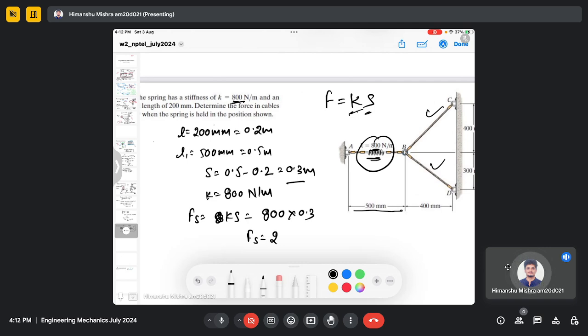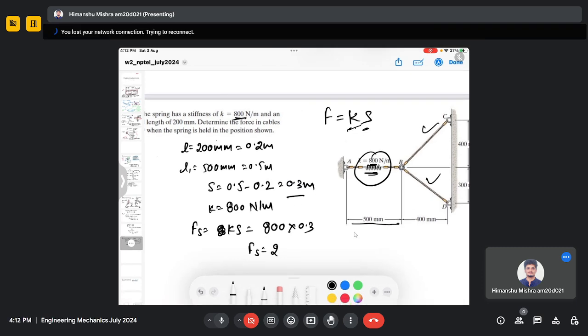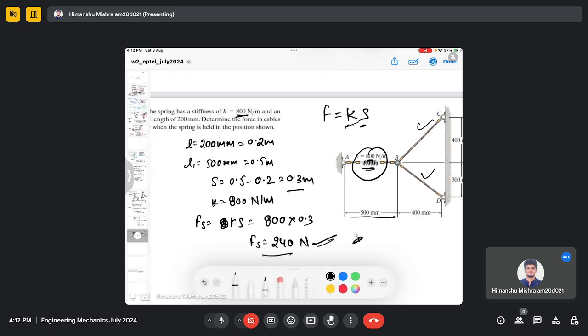So once you get the spring force 240 Newton, you just assume it as a regular extension cable. So it's a regular cable having the force of 240 Newton, right? And these are having the force BC and this having the force BD.